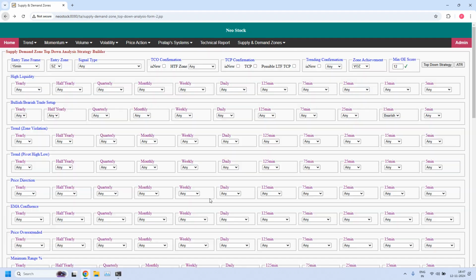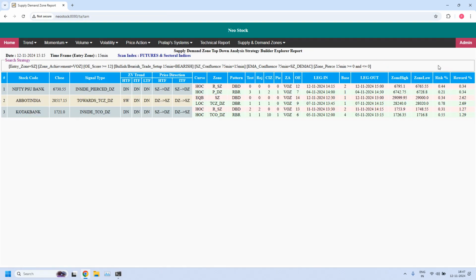Let us verify. So in the EMA Confluence, 75 minutes time frame, because 15 minute supply zones are part of the 75 minutes. So 75 minute supply zone with daily EMA Confluence filter enabled, we got only 3 stocks. These 3 are even more high probability setup supported stocks, because the 15 minute supply zone is a part of the 75 minute supply zone, and that 75 minute supply zone is having daily EMA Confluence.